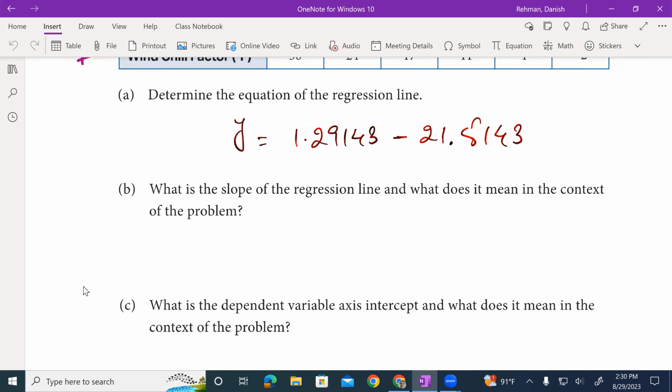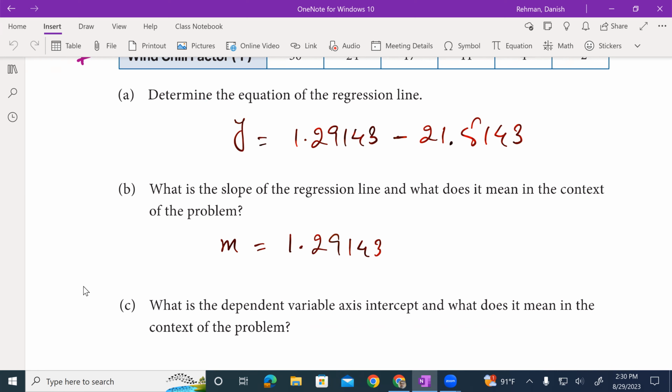Now, second question, what is it asking you? What is the slope of the regression line? What do you think? Exactly. I heard the right thing from there. Who said it? Rosenberg? Good point. Good job. So the slope M is 1.29143.